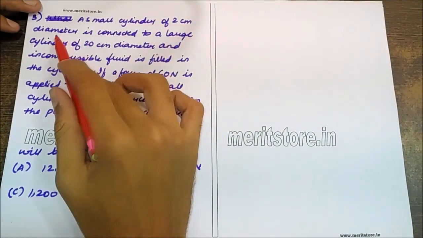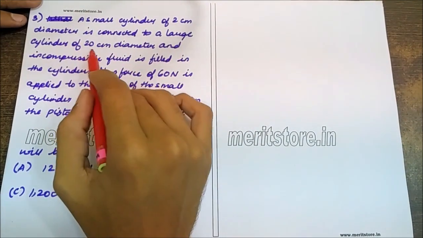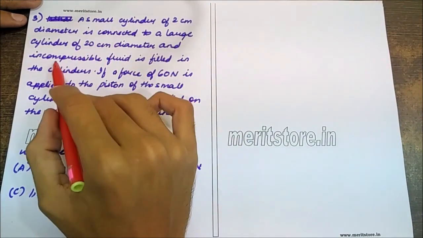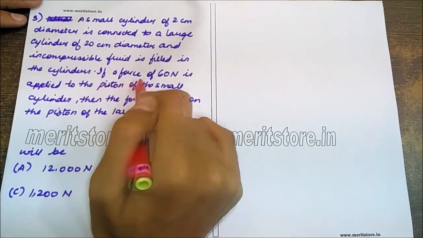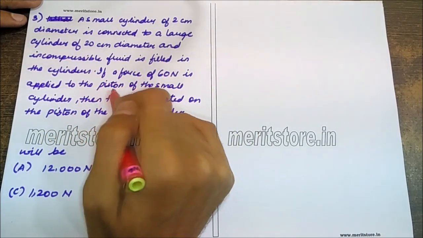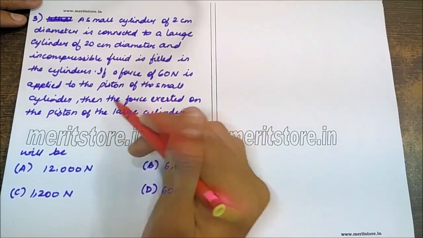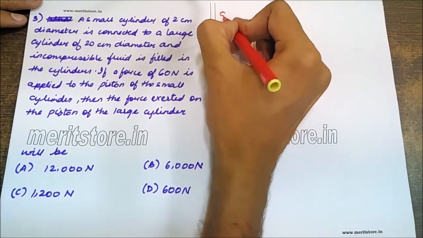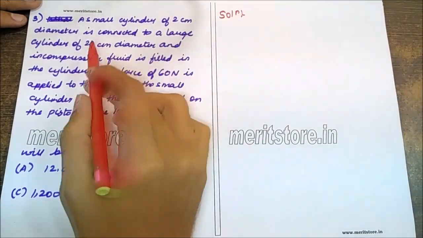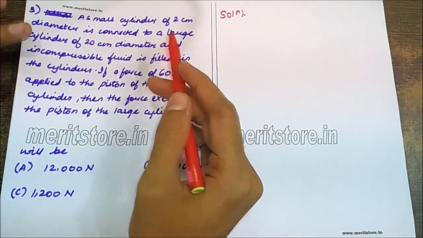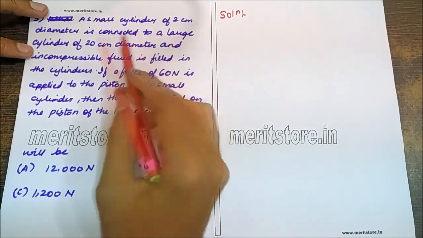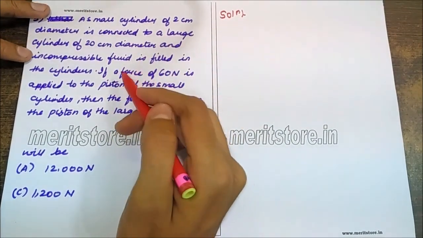A small cylinder of 2 centimeter diameter is connected to a large cylinder of 20 centimeter diameter, and an incompressible fluid is filled in the cylinder. If a force of 60 Newton is applied to the piston of the small cylinder, then the force exerted on the piston of the large cylinder will be. Here we have two cylinders, one of 2 centimeter diameter and one of 20 centimeter diameter, which are connected, and the fluid is filled into it.